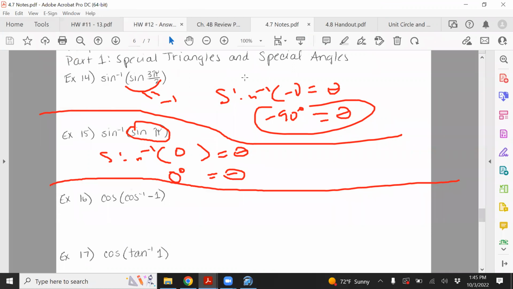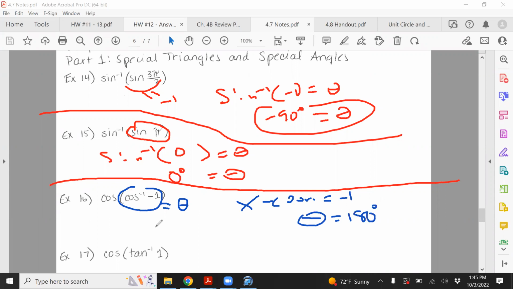All right, so next up, inverse cosine of -1. That's supposed to equal theta. So you want the x coordinate. At what angle is the x coordinate -1, guys? 180. Thank you, Dan. 180. So now you want cosine 180. Well, what's cosine 180? Back to -1.